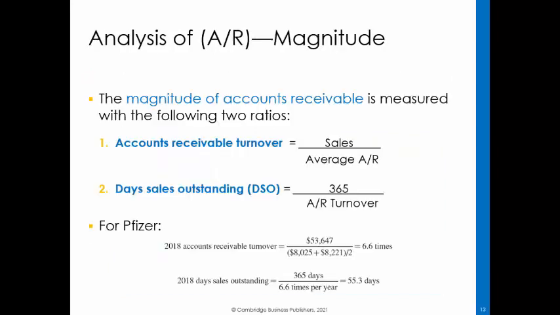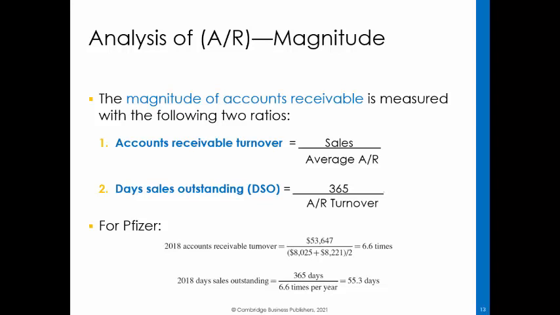An important analysis tool for accounts receivable is to determine the magnitude and quality of the receivables. The relative magnitude of accounts receivable is usually measured with respect to sales volume, using either the accounts receivable turnover or days sales outstanding ratios. Days sales outstanding is arguably the most intuitive of the two ratios, as it reveals the number of days on average that accounts receivable are outstanding before they are paid.